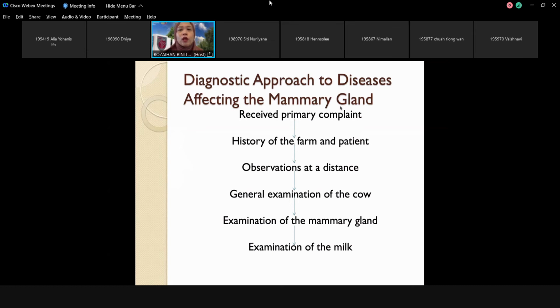When you take a diagnostic approach to any condition affecting the mammary gland, the first step is to receive the primary complaint from the workers, the farmers, the client. Of course, you've learned the steps of the physical examination. Before you proceed with it, you need to ask the farmers, the clients, the workers, about the history of the farm. If you're dealing with livestock, you have to know about the patient and the whole herd problem.